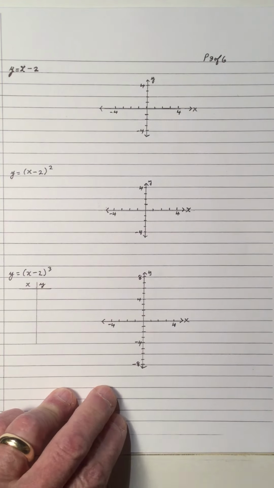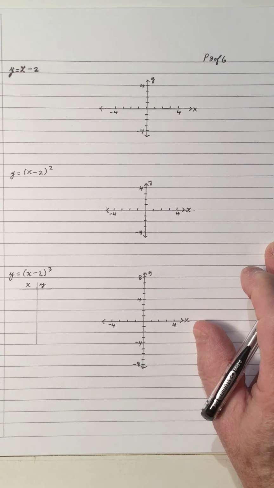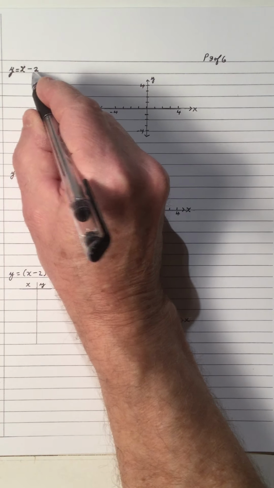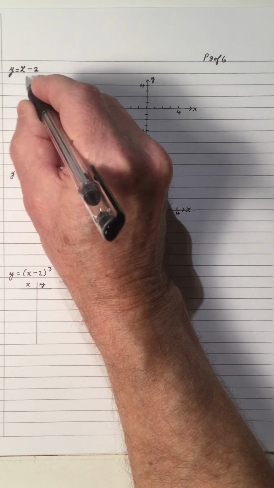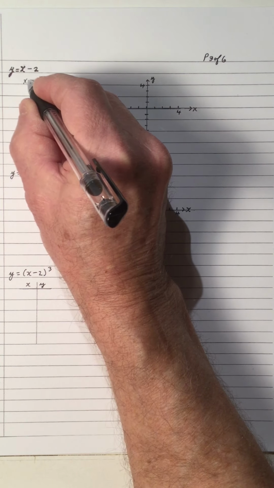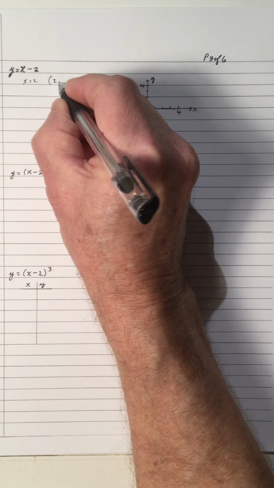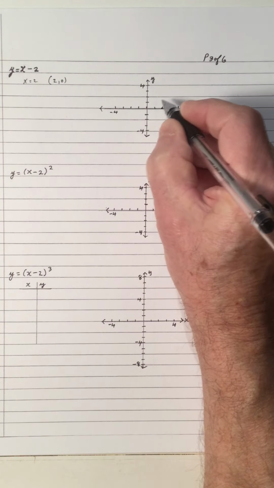Here we go. Now let's look at the graph of y equals x minus 2. Sorry, for x minus 2, the x-intercept is x equals 2. So when x is 2, y is 0. So this is the x-intercept. It moved 2 to the right.